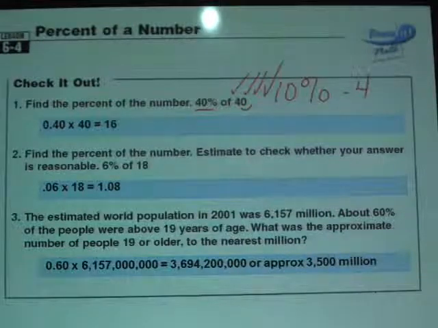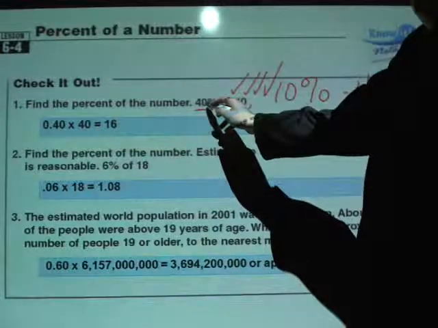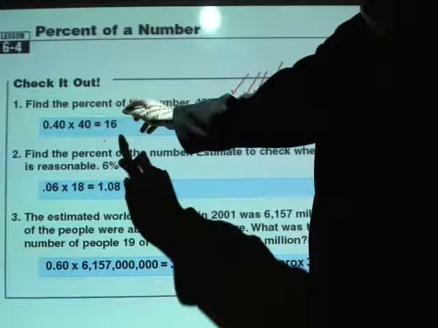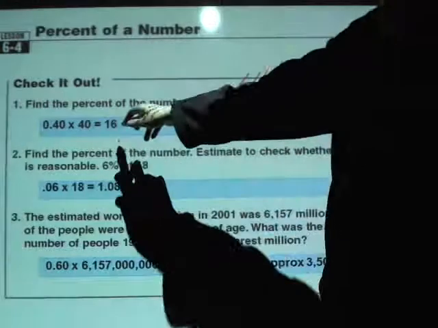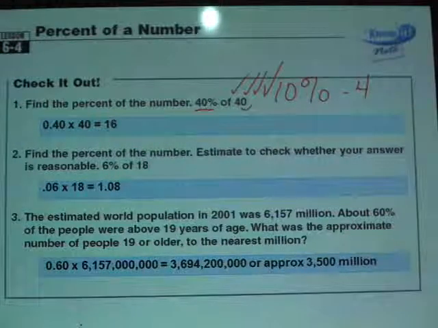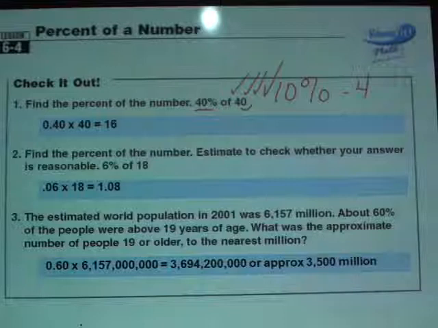Well, as you can see, when I solved this, I did 40% as 0.40 being multiplied by 40, since of means multiply, and notice the answer I got was 16. I actually did that faster with mental math than me going for the calculator.